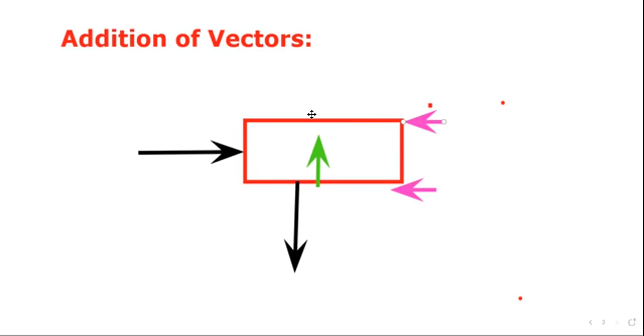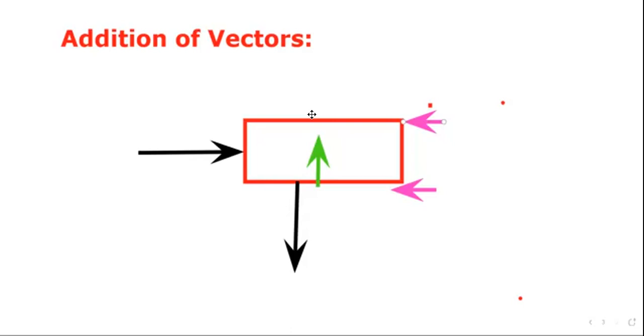So now we need to calculate the total force acting on this object. In order to calculate the net force or total force, we need to add these vector quantities. When these vector quantities are added, whatever the result is, that would be the net force acting on the object.